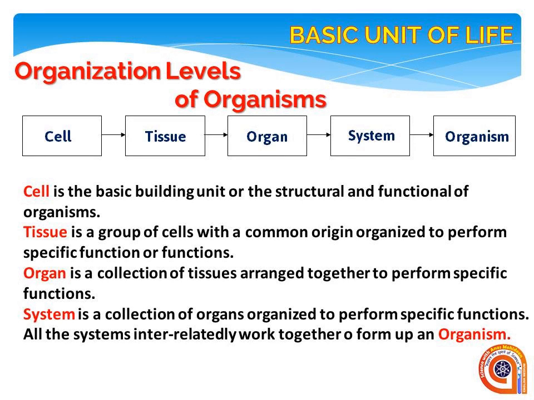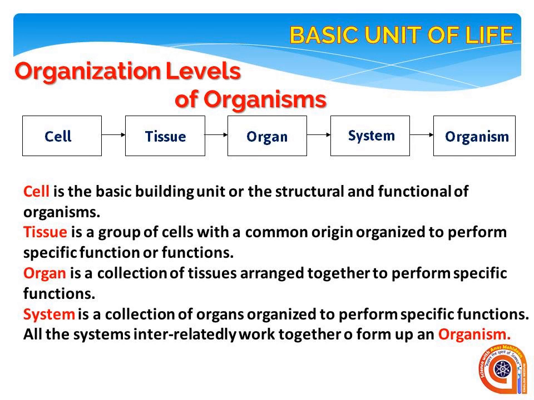Basic unit of life. Organizational levels of organisms: there are 5 organizational levels. They are cell, tissue, organ, system, organism. Cell is the basic building unit of organisms, or else we can say that it is the structural and functional unit of organisms.